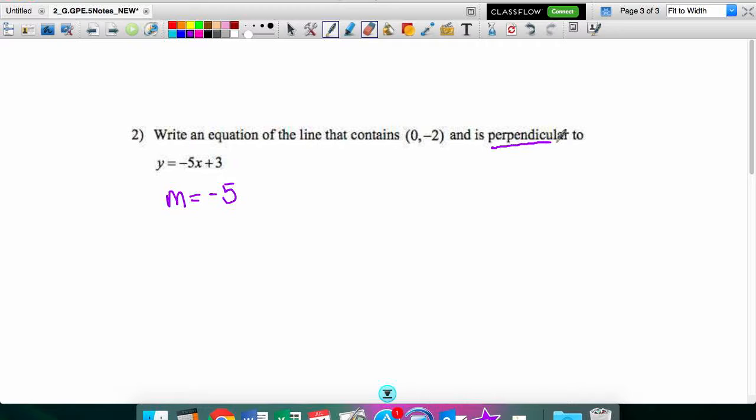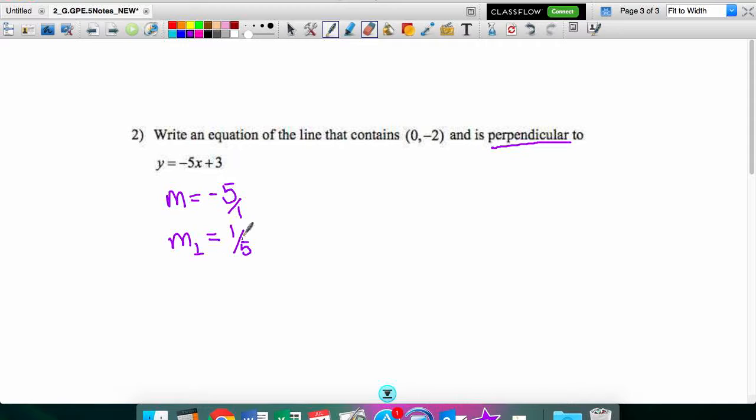Next, we're going to identify the new slope. This time, we want a perpendicular line, so we need to find the perpendicular slope. This means we need to take the -5 and find the opposite reciprocal. Obviously, the opposite of a negative will become positive. But what's the reciprocal of 5? How do you flip 5? You think about it as 5/1. 5/1 flipped becomes 1/5. And this is our new perpendicular slope.